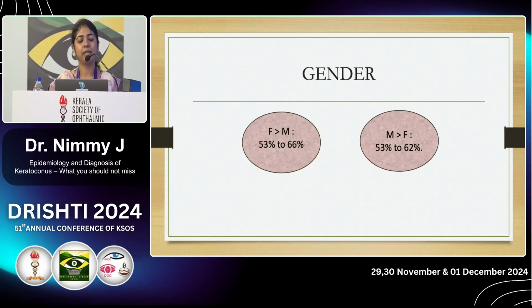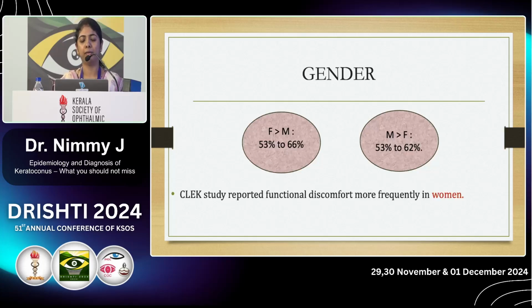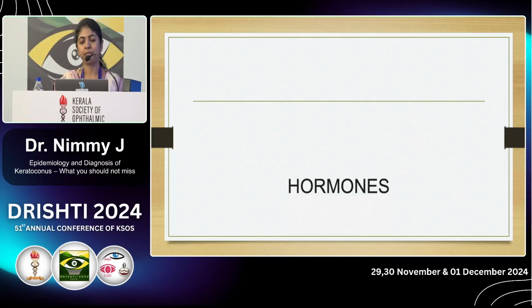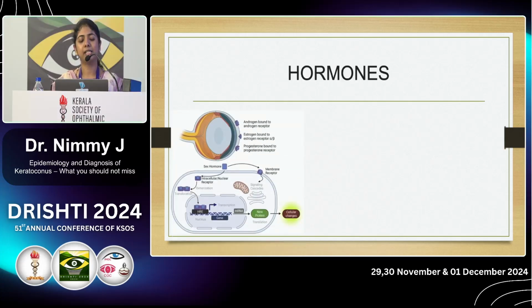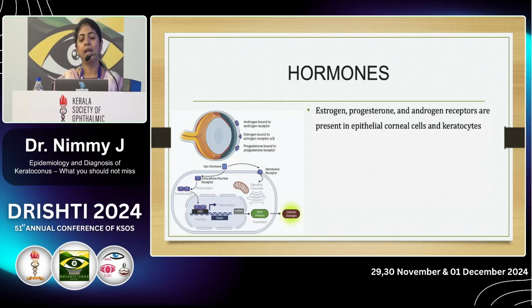Many studies have been conducted to identify the gender preponderance. Some have shown more of a female preponderance, some more of a male preponderance. The Collaborative Longitudinal Evaluation of Keratoconus, CLEK study, has reported more functional discomfort in women. A recent discovery is that androgen, estrogen and progesterone receptors are present in the corneal epithelial and the stromal cells. And because of the hormonal fluctuations, the onset of keratoconus is seen towards puberty.